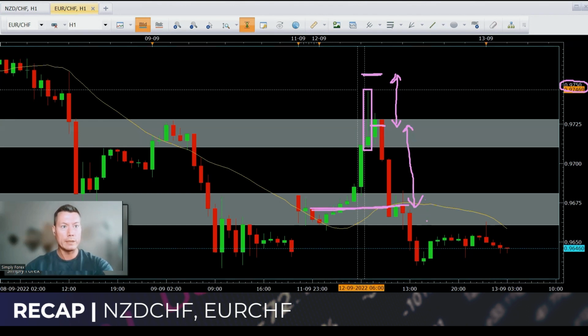We had a nice trade on New Zealand Swiss franc. We had a lovely trade here. I closed 80% here, and I'm still in this trade as well for 20%. It hasn't quite hit our higher time frame target yet, so I'm still in this trade as well.